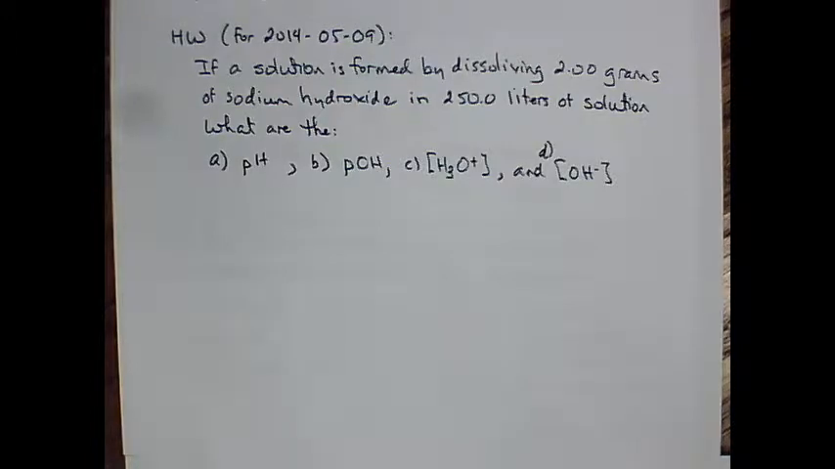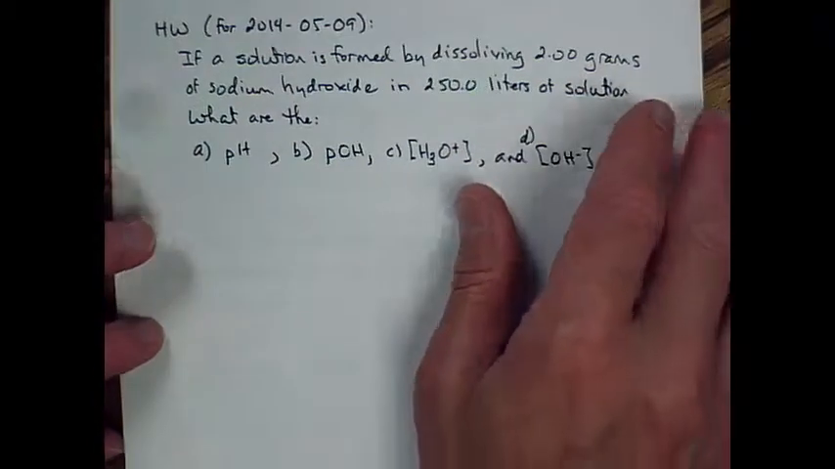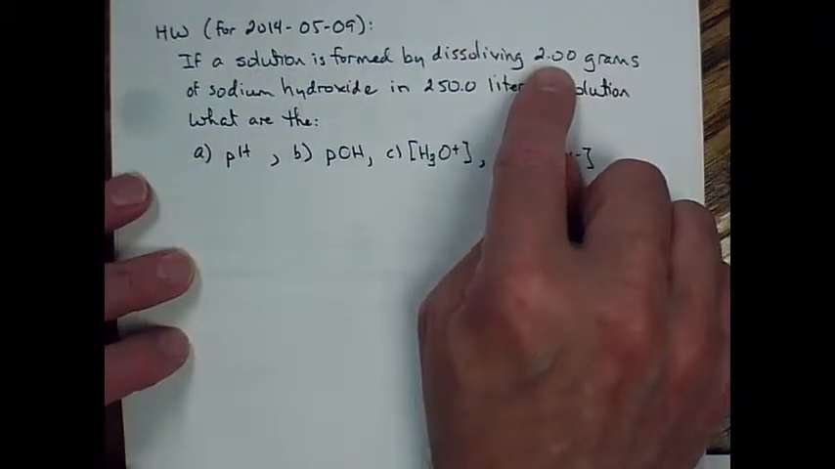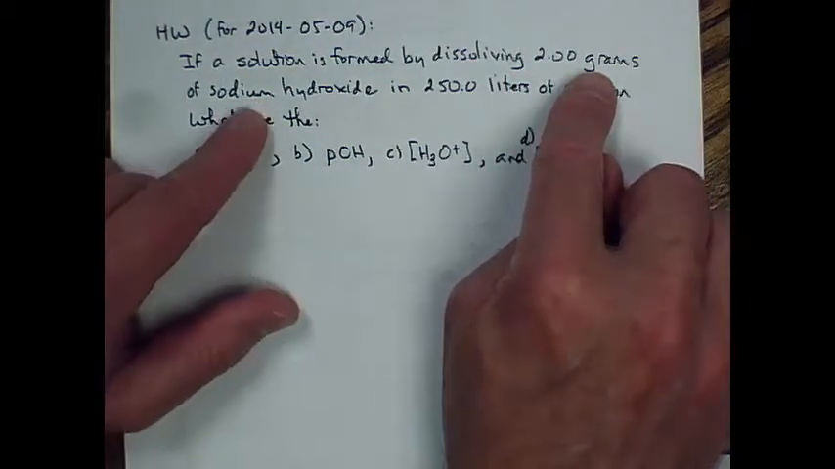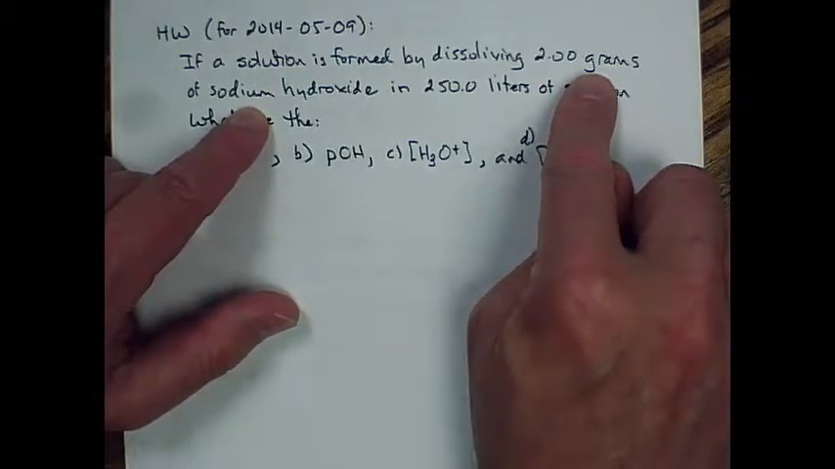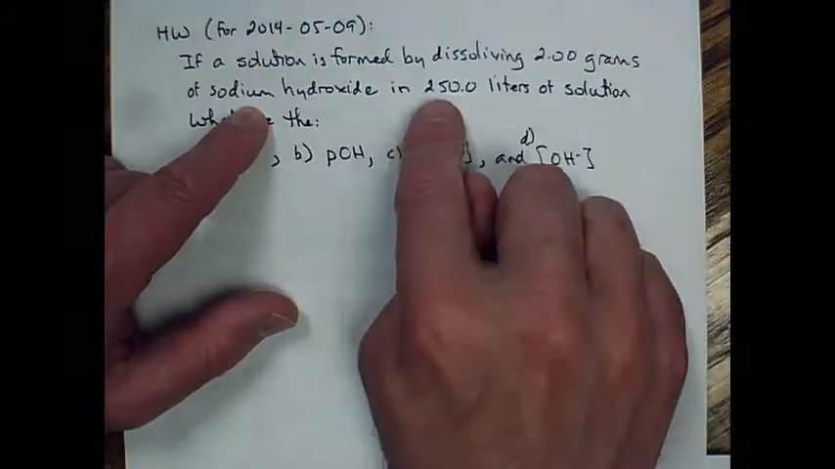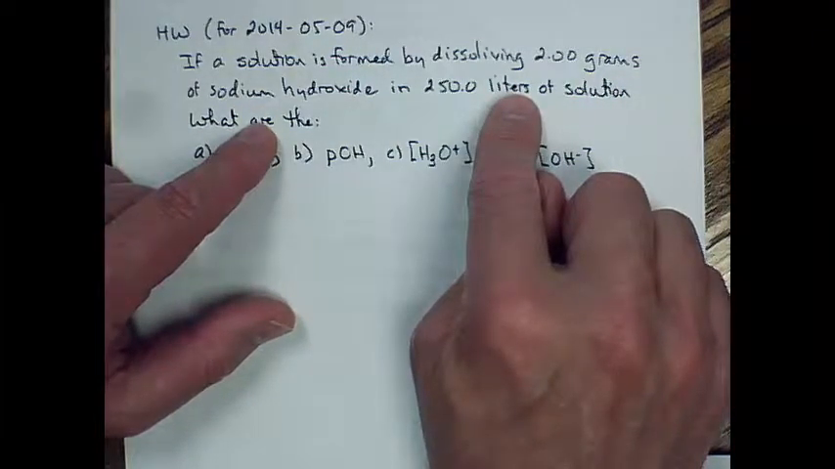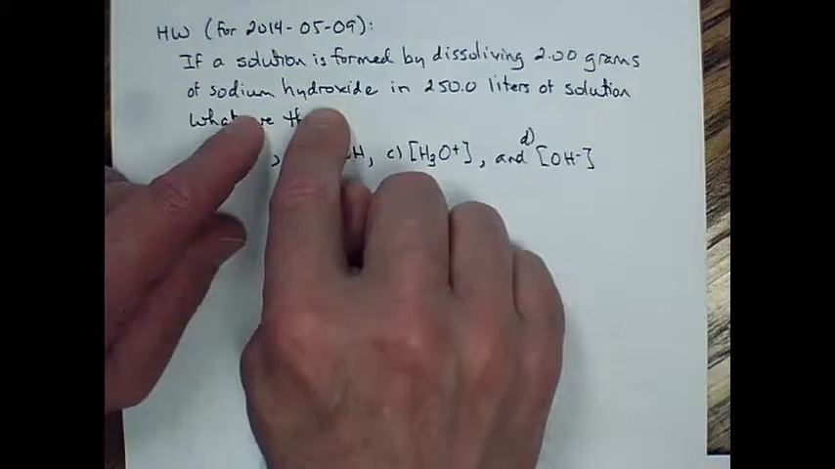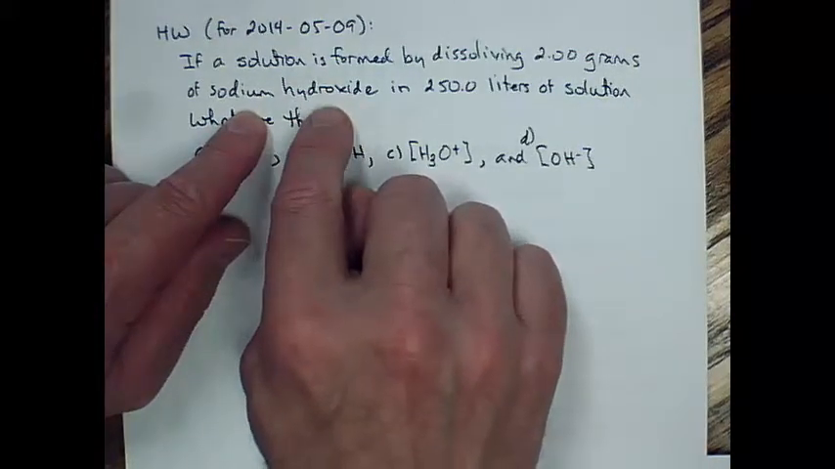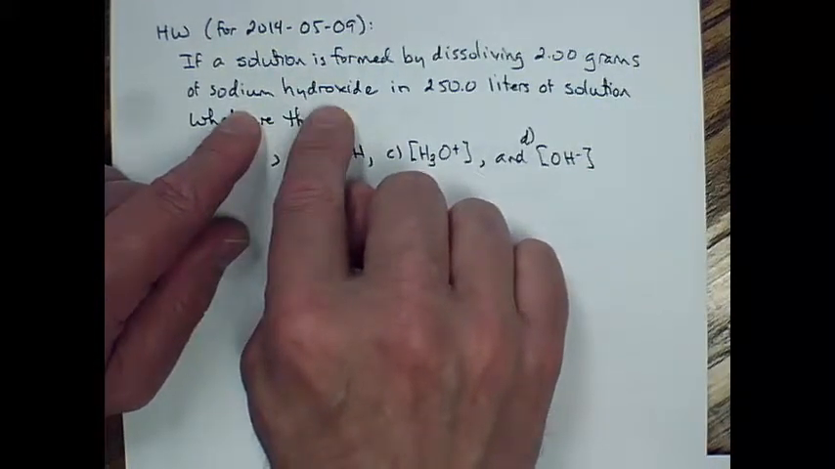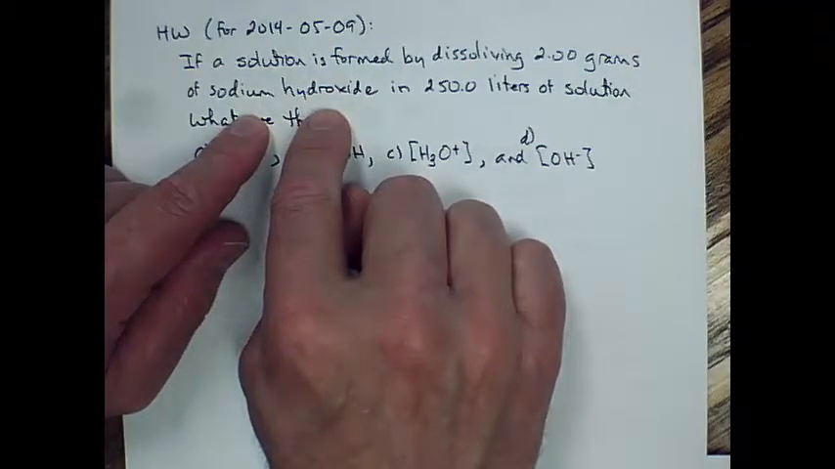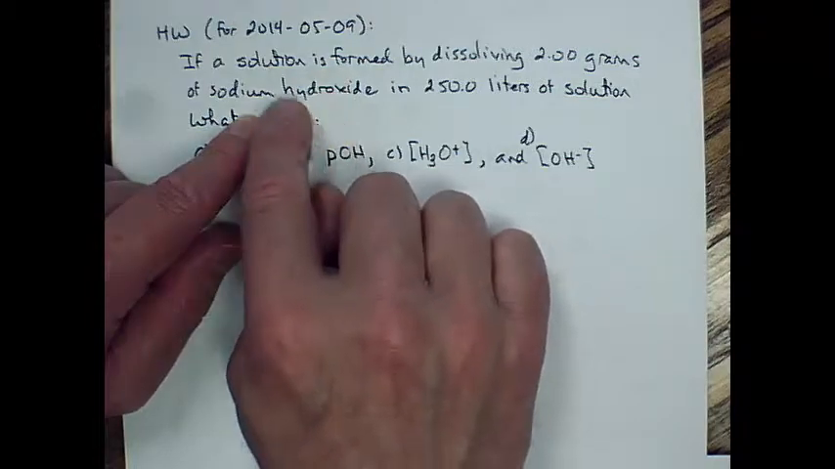Now you're going to have to calculate the concentration of the solution on your own. So using what you've been taught in previous units, you need to take that 2 grams of sodium hydroxide and convert that to moles using molar mass. Then you take the moles and put it over the liters of solution to find the molar concentration of sodium hydroxide. You need to know how many hydroxide ions there are in sodium hydroxide, and the molar concentration of sodium hydroxide gets multiplied by the number of hydroxide ions in this formula.